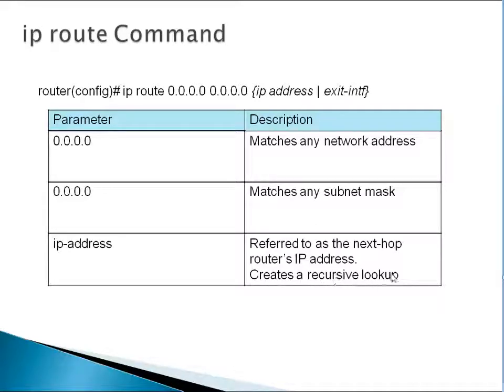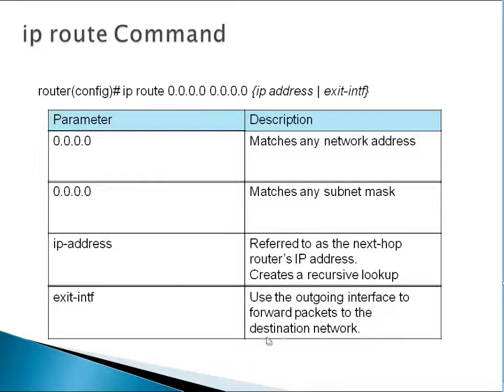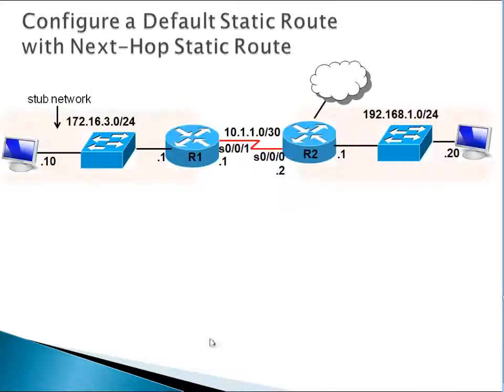And your router needs to do a recursive lookup. Because if you say, okay, any network, any subnet mask, send it to neighbor ABC, then the router needs to know, okay, well, how do I get to neighbor ABC? So that's a recursive lookup. The next one is exit interface. Use the outgoing interface to forward packets to the destination network. So just go out from a certain interface. Okay, but you can use both. You can use IP addresses, the neighbor's IP address, or your exit interface.